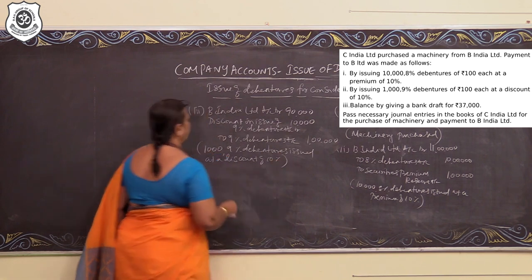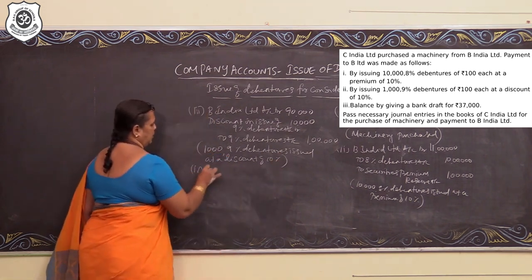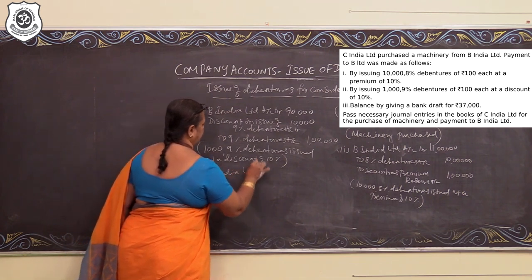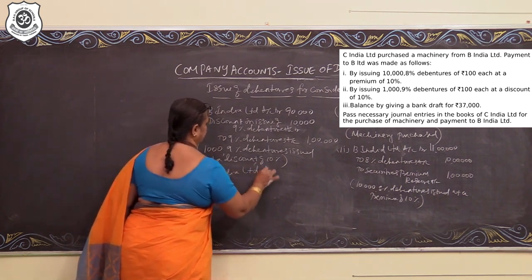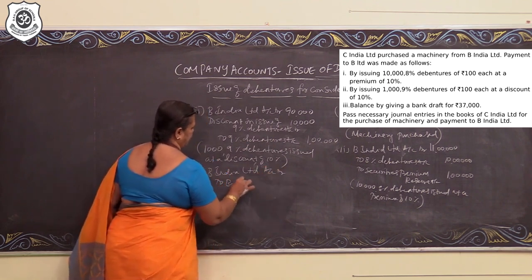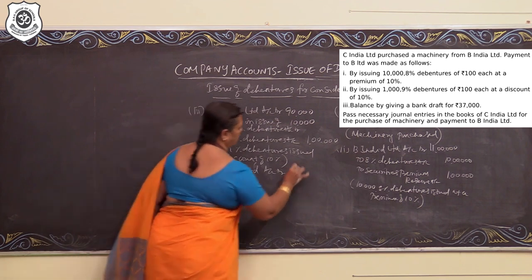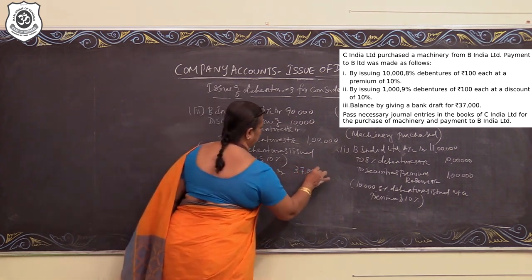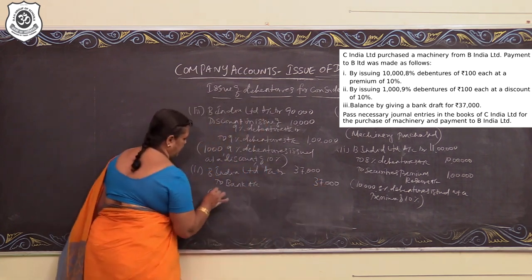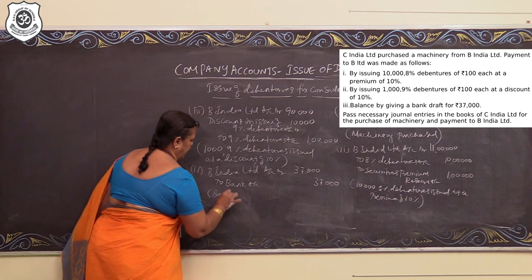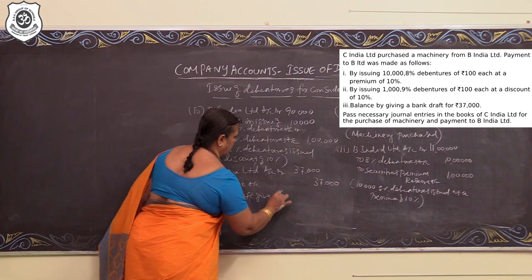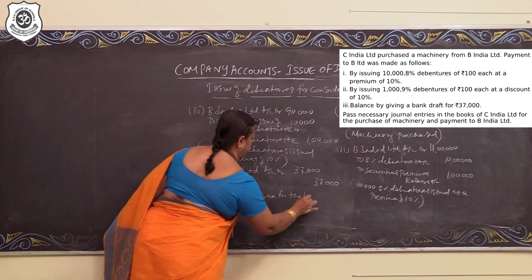Then the last entry will be B India Limited account debit to bank account for 37,000. Bank draft given for the balance.